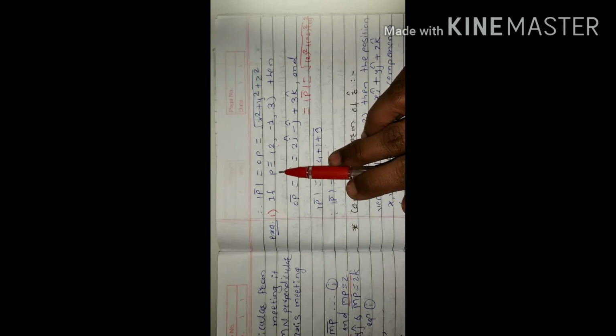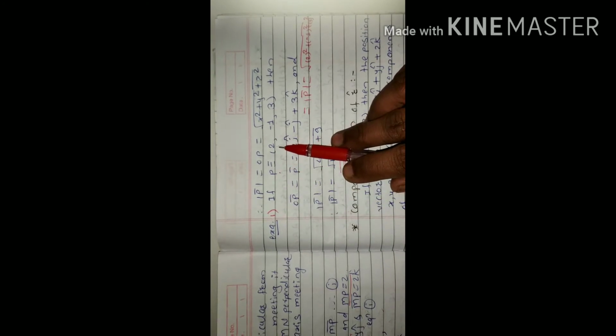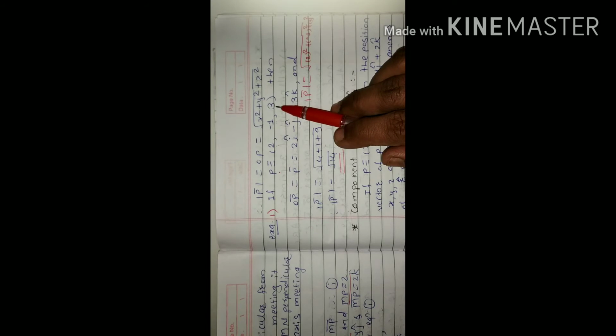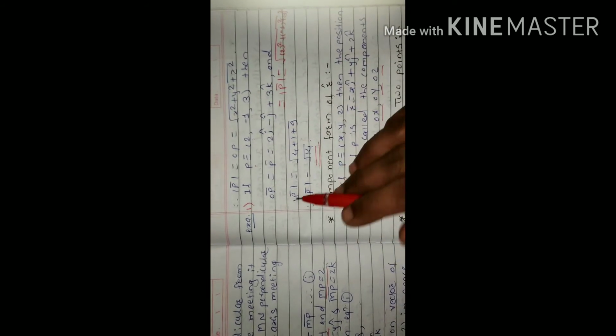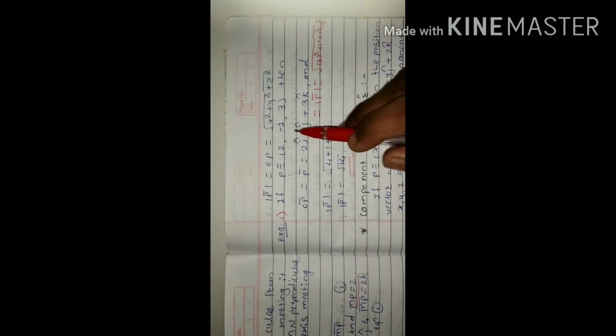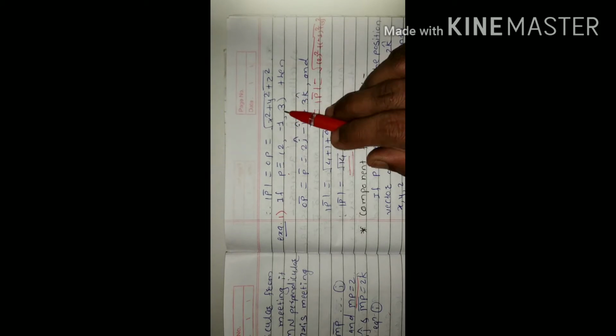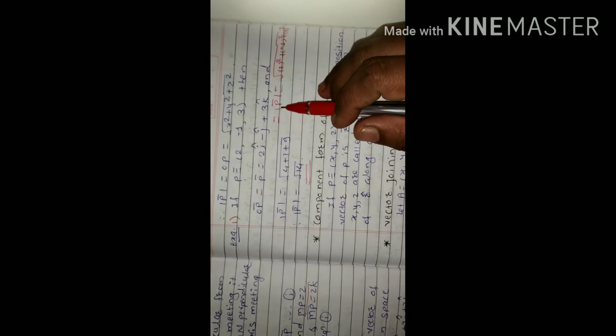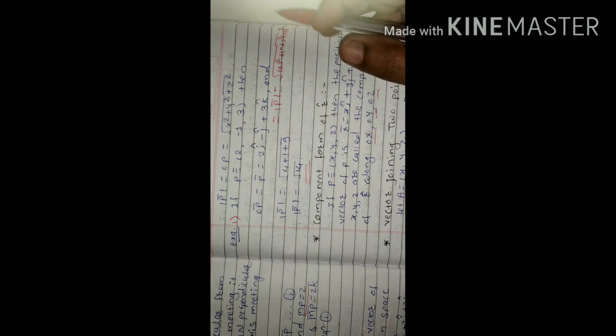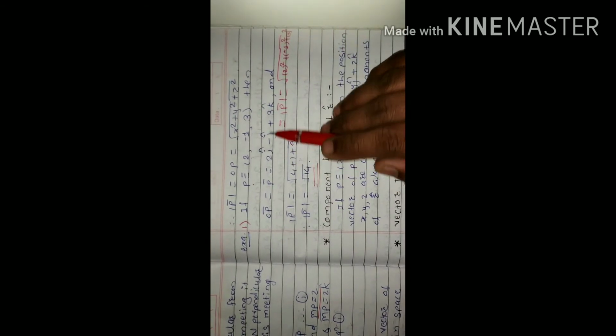For example, P is a point with coordinates X, Y, Z equal to 2, minus 1, 3. Then OP bar is equal to P bar, that is 2 I cap minus 1 J cap plus 3 K cap, and the modulus of P bar is equal to under root X square plus Y square plus Z square.